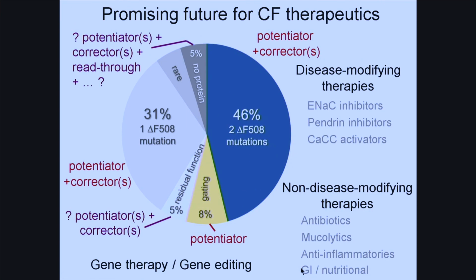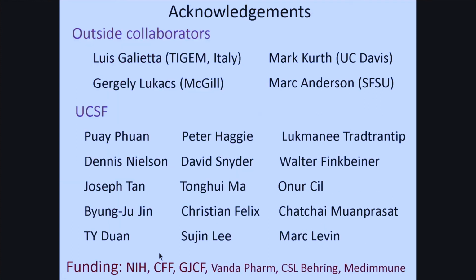So to conclude, I think the future is very promising, both, as I discussed, for CFTR modulators that are mutation-specific, as well as mutation-agnostic therapeutics, disease-modifying and non-modifying, as well as CF gene therapy. So with that, I'll acknowledge my collaborators who did the work, both outside and at UCSF, and various funding sources, and I'll be glad to take any questions.